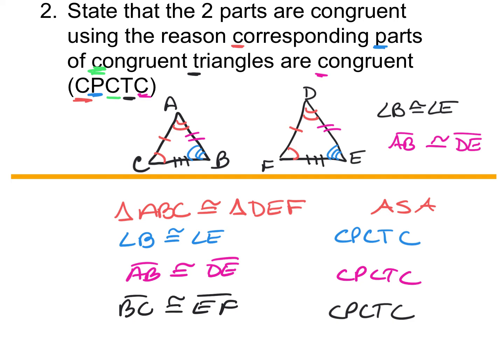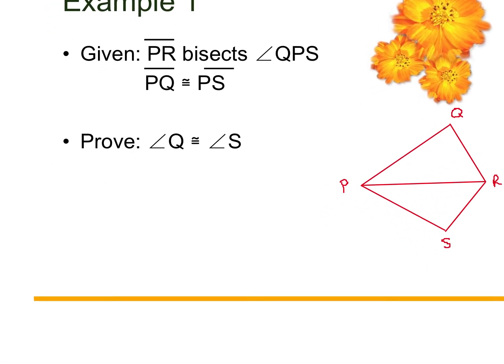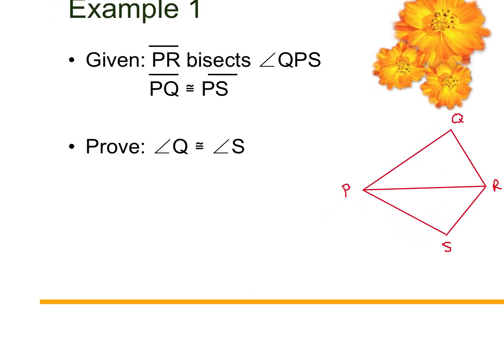So you're going to probably be asked to say, give me that one of these pieces, these last pieces that didn't have a mark, are also congruent after you prove the triangles are congruent. So we have our proof here. So let's go ahead and set up our statement and reason columns.